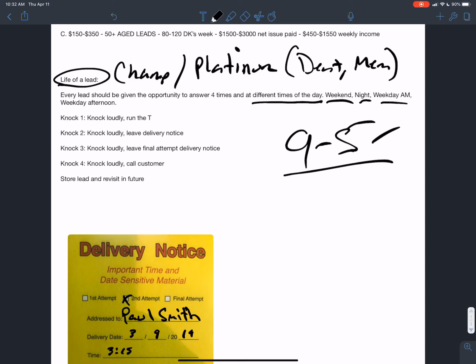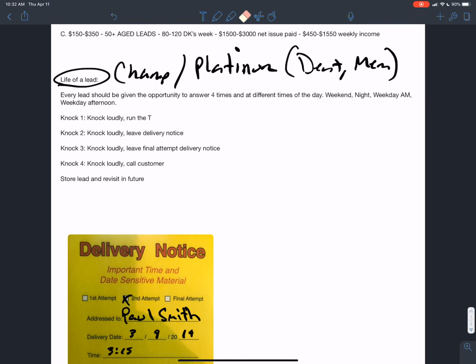So every lead needs at least 4 chances to be visited. Don't just go knock that lead at 10 a.m. and 11 a.m. every morning, they don't answer it 4 times, and get rid of it. Don't do that, guys. These folks have jobs as well.